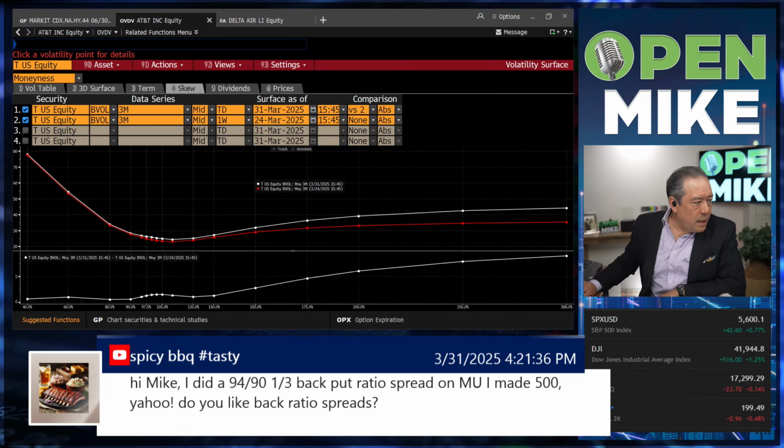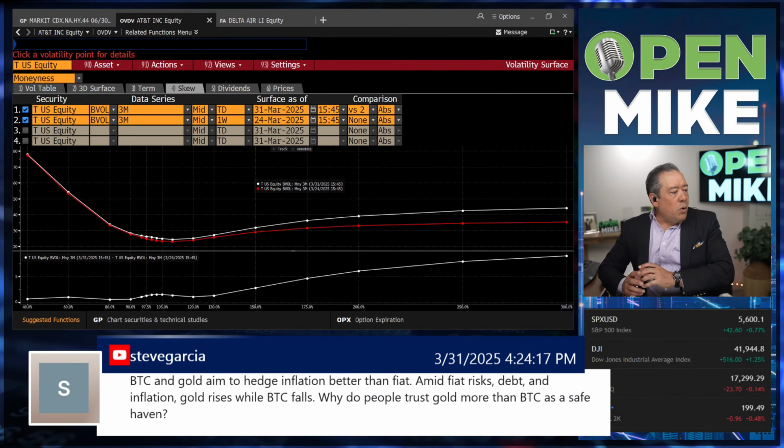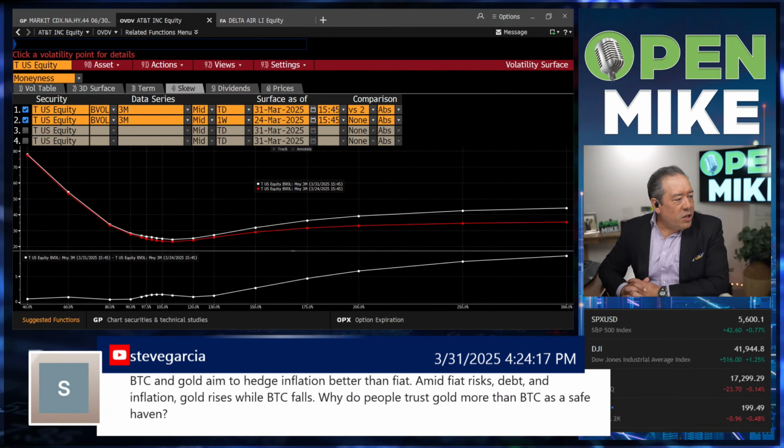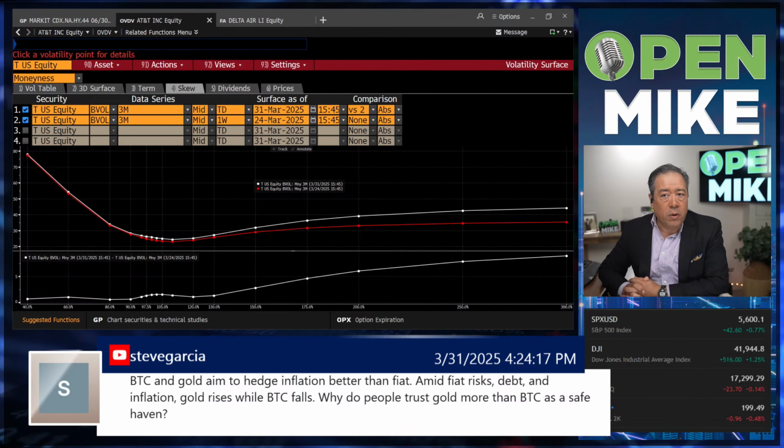All right. Steve Garcia, Bitcoin and gold aim to hedge inflation better than fiat. Amid fiat risks, debt, and inflation, gold rises while Bitcoin falls. Do people trust gold more than Bitcoin as a safe haven? Bitcoin has been trading like a risk asset, right? So as the market has sold off, so has Bitcoin.